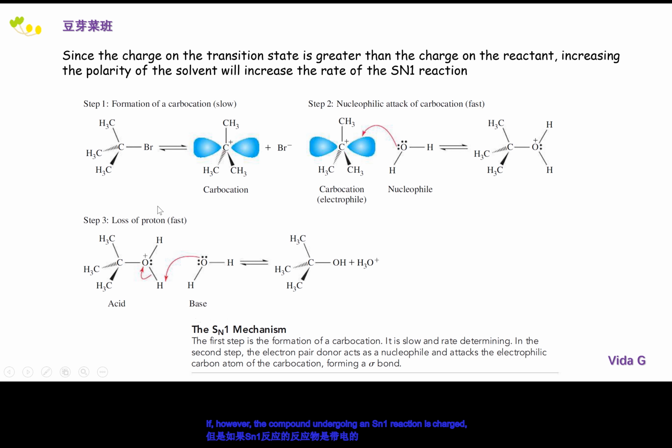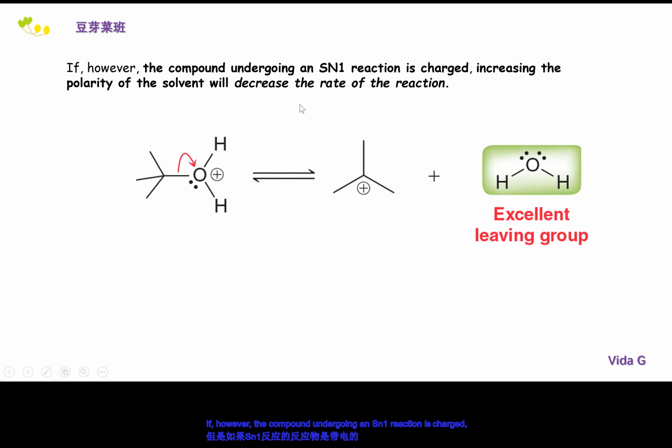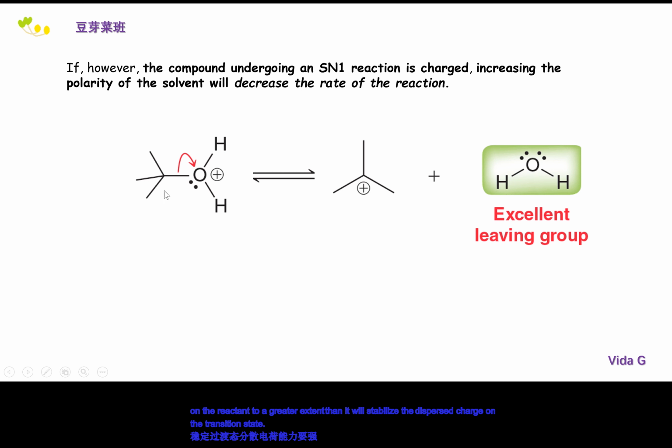If, however, the compound undergoing SN1 reaction is charged, increasing the polarity of the solvent will decrease the rate of the reaction, because the more polar solvent will stabilize the full charge on the reactant to a greater extent than it will stabilize the dispersed charge on the transition state.